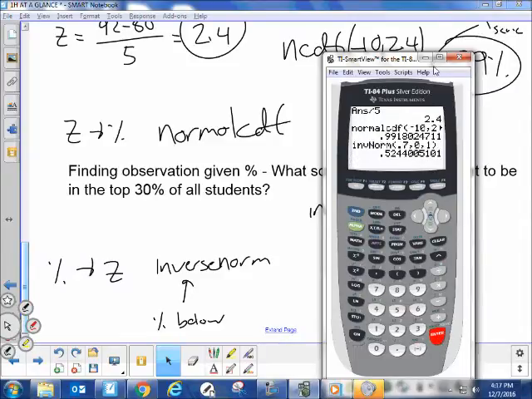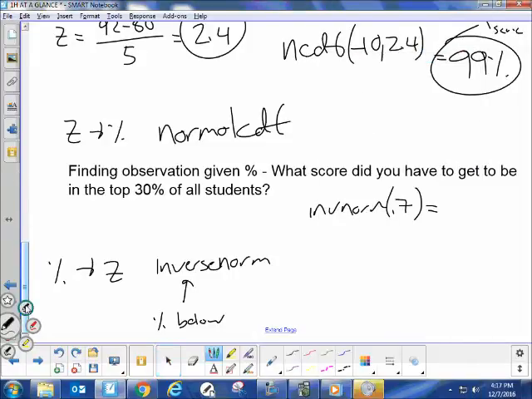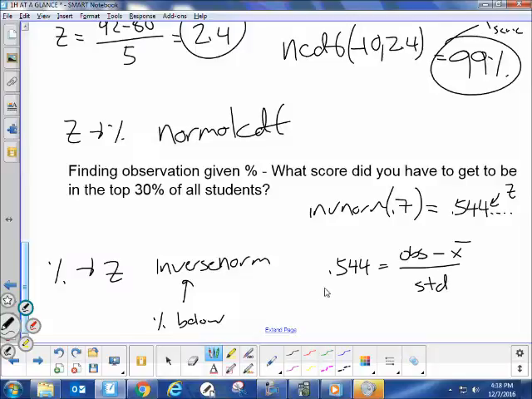And I get 0.5244. Now that is a z value, and I don't want to round that. I want the entire decimal. Okay, now I have that. What I'm going to do is turn that into an observation using my formula, because I know this is a z. It's not a percent, okay? So I have observation minus my mean over my standard deviation.